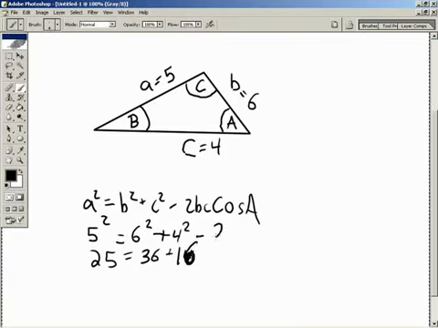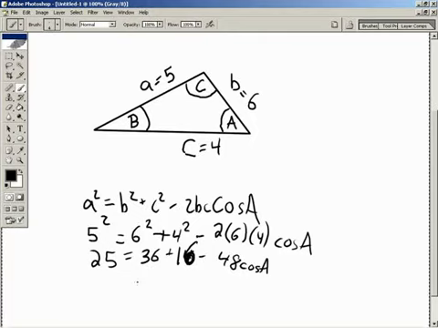Sorry. 2, and you said b was 6, c was 4, and we don't know cosine of a. So minus, 2 times 6 is 12, times 4 is 48, cosine of a. So now we use a very handy trick that I like to call plugging all the numbers into the calculator. Very handy indeed. And we go 25 minus 36 minus 16 divided by negative 48, right?